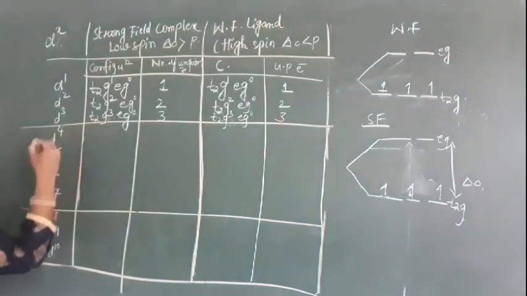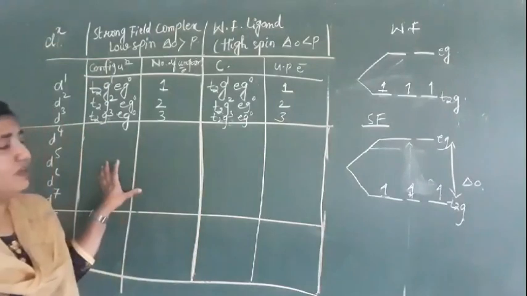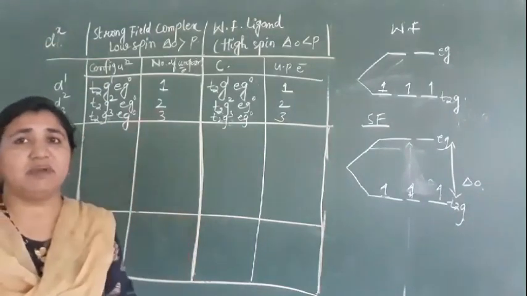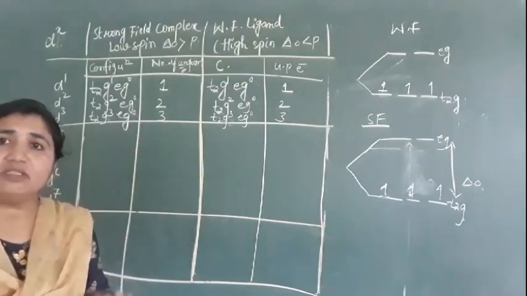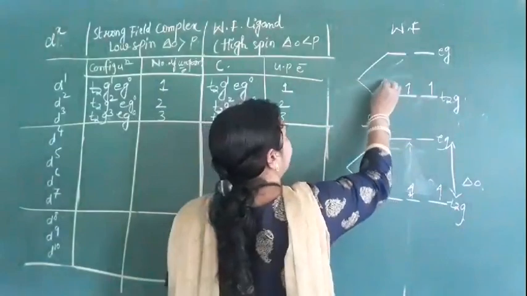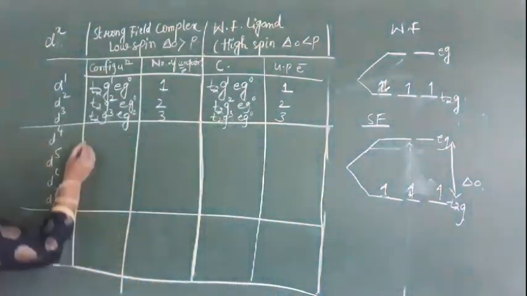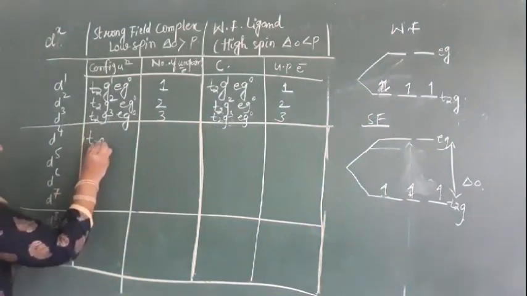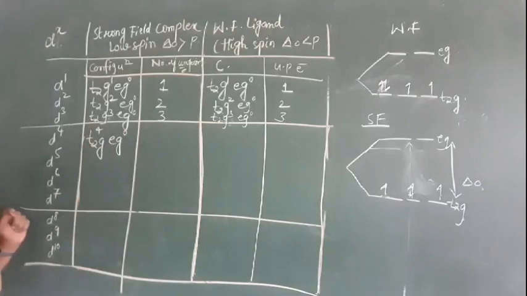Now for D4, for strong field. For strong field, the splitting energy is high. So the fourth electron enters into the T2G only. Keep this diagram in mind. The fourth electron enters the T2G only. So the electronic configuration for D4 will be T2G4 EG 0.